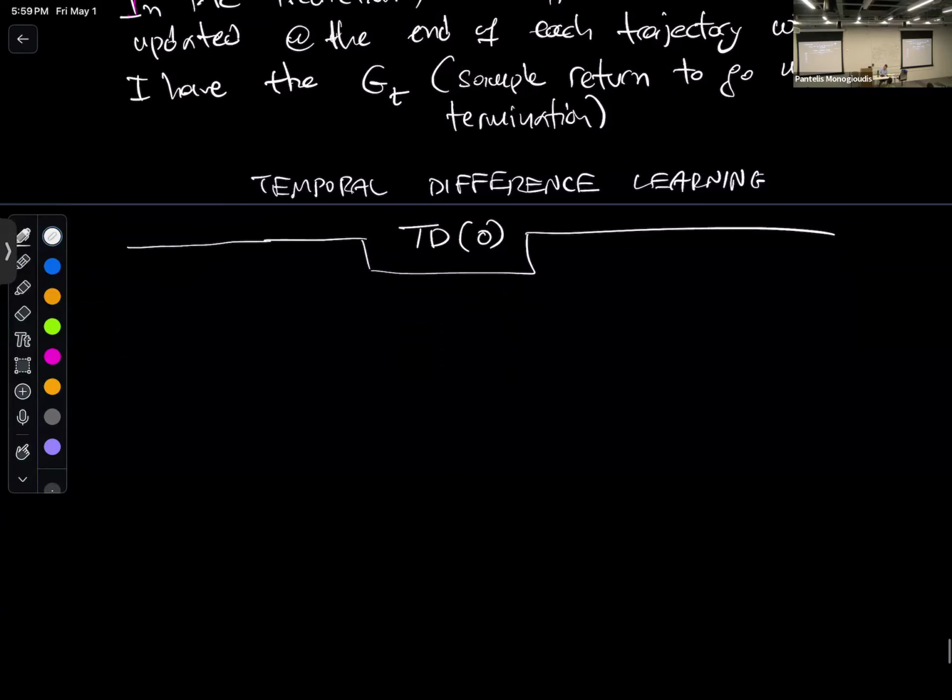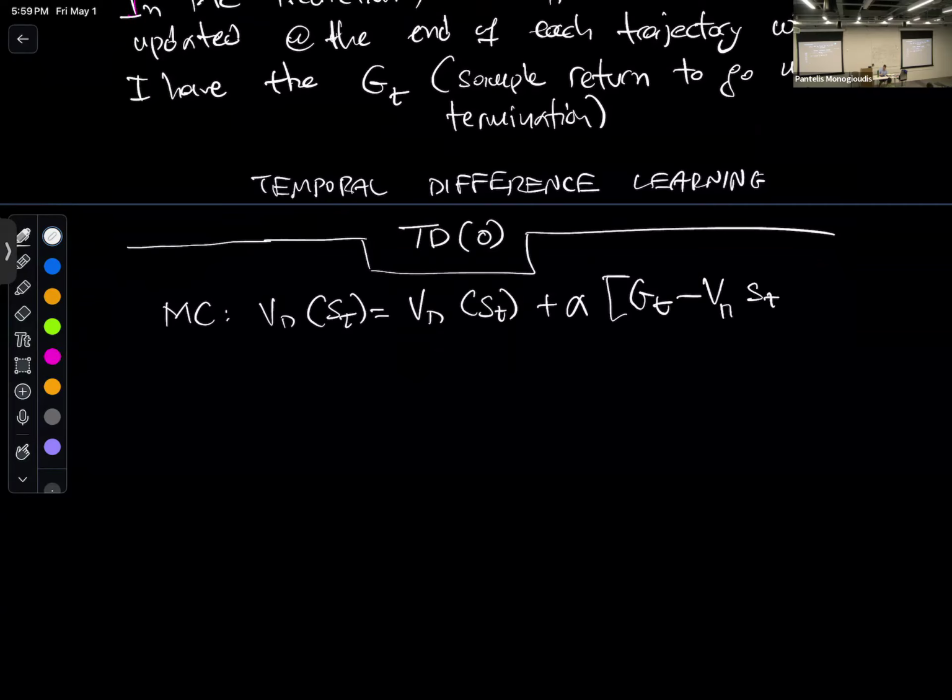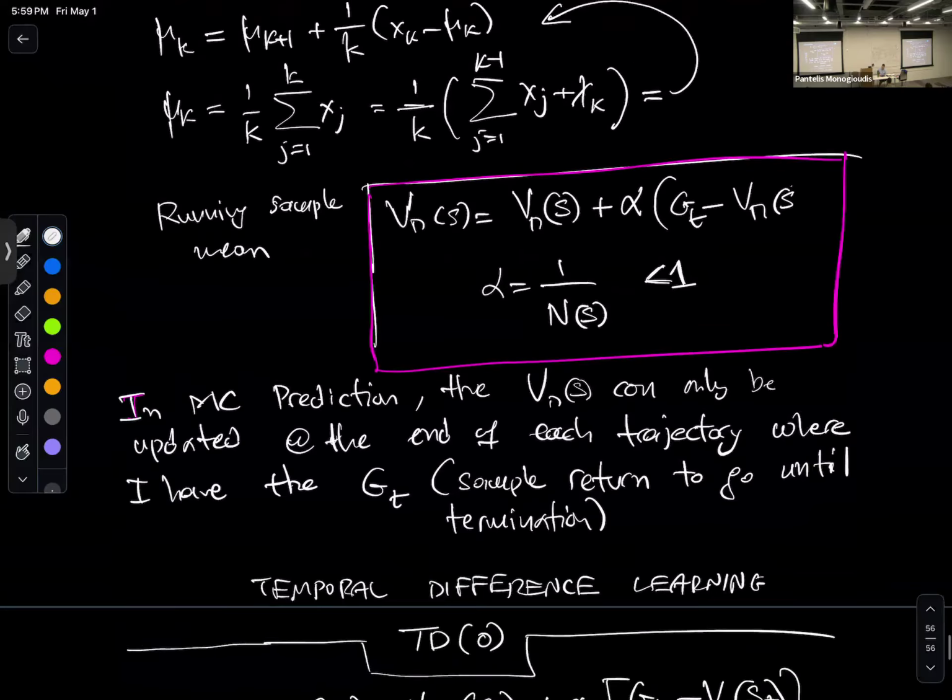So we saw just now in Monte Carlo the update to be V pi of ST is equal to V pi of ST plus alpha times GT minus V pi of ST.